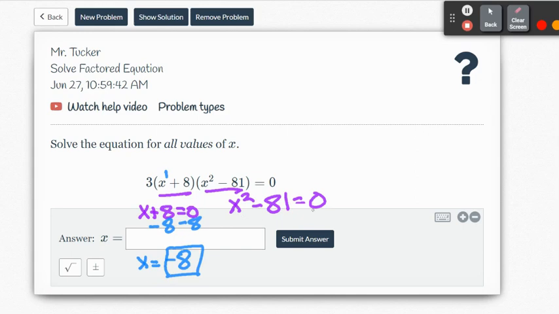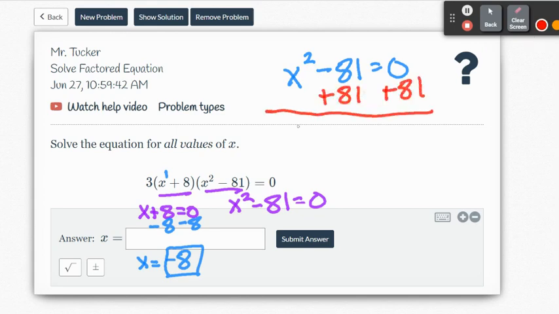And then this x squared minus 81, maybe you're just really quick and see it's plus and minus 9, because 9 squared is 81, and 81 minus 81 is 0. Positive 9 or negative 9 will work. But here's the algebra using the square root method, if you like. So I add 81 to both sides, and that's going to give me x squared equals 81.